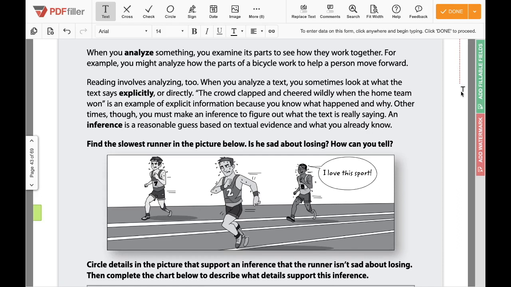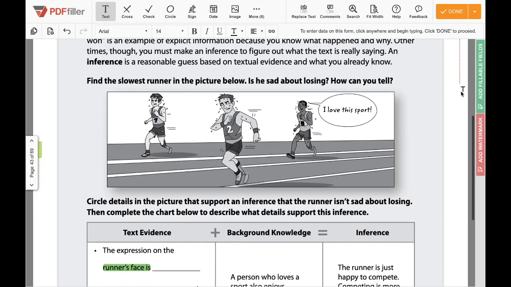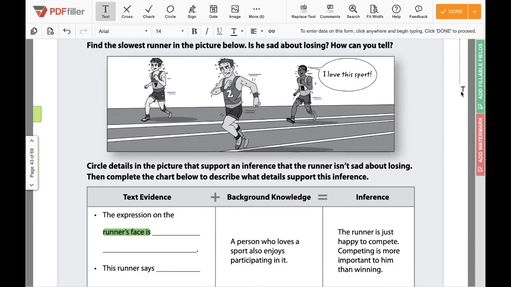So again, like jumping into what I just said, other times though, you must make an inference or an assumption to figure out what the text is really saying. An inference is a reasonable guess based on textual evidence and what you already know. So we've kind of already talked about that. We've talked about this before.